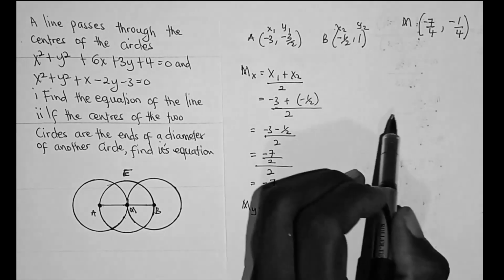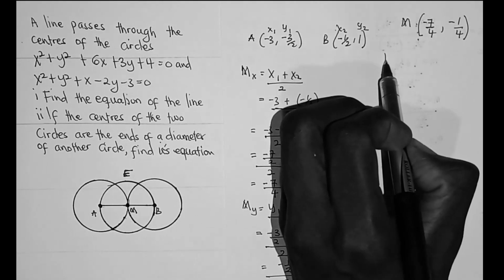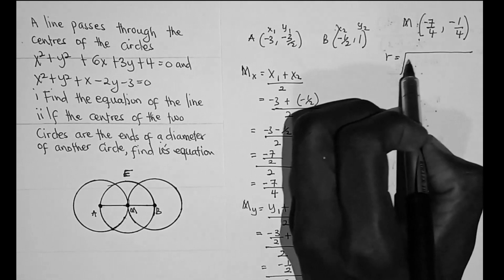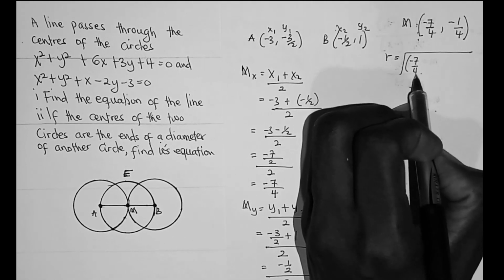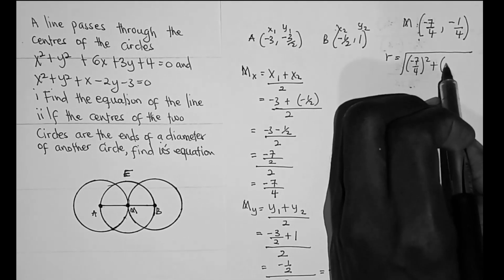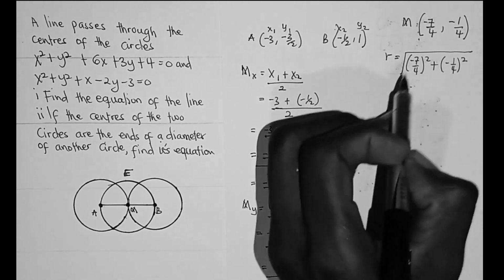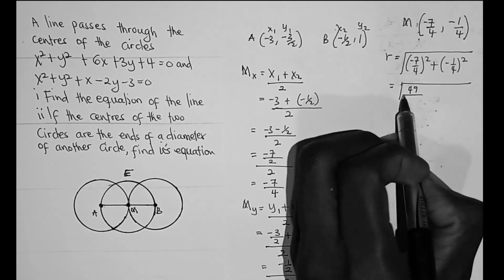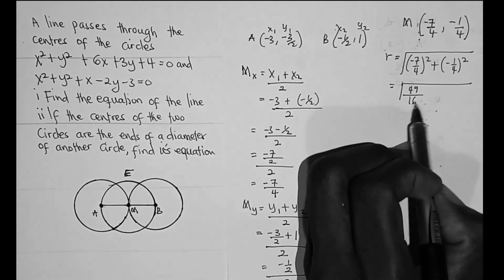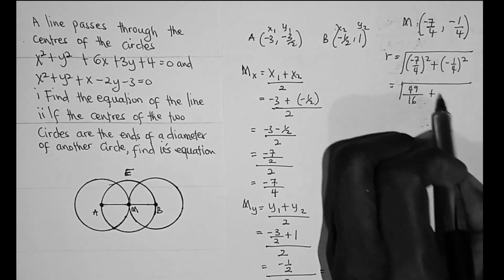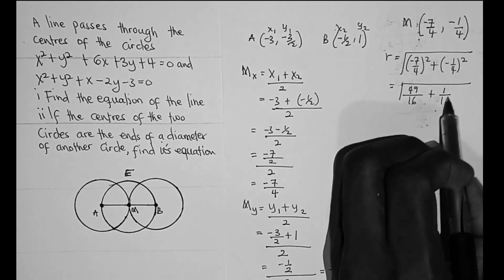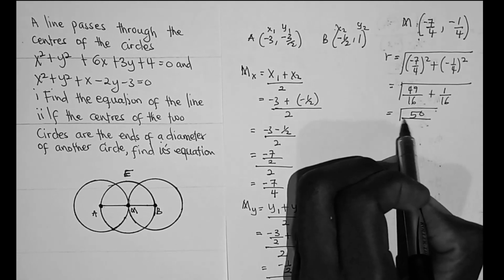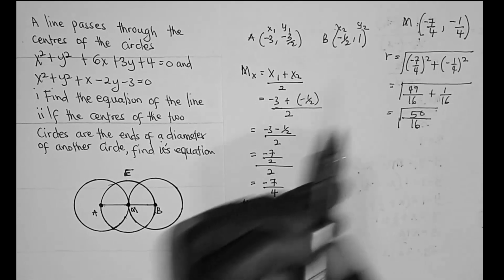So with this midpoint, we can find the radius. The radius r is equal to the square root of minus 7 over 4 squared, plus minus 1 over 4 squared. This is equal to minus 7 squared is 49 divided by 4 squared is 16, plus minus 1 squared is 1 divided by 4 squared is 16. So this is equal to the square root of 50 divided by 16.